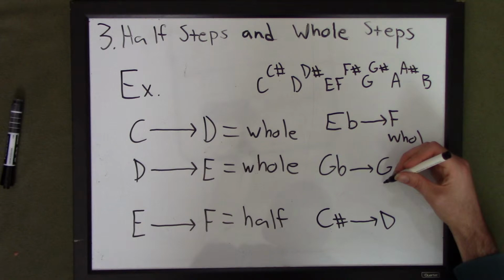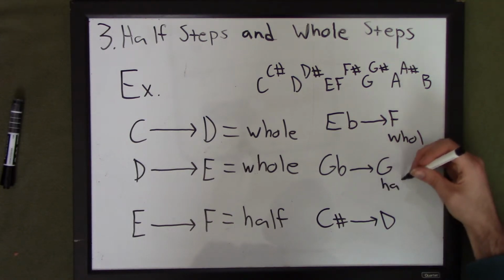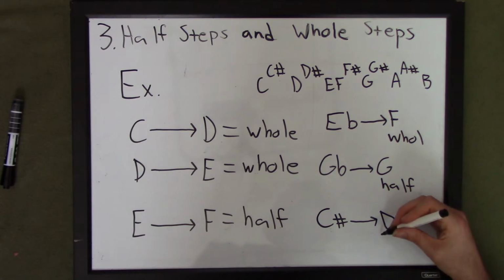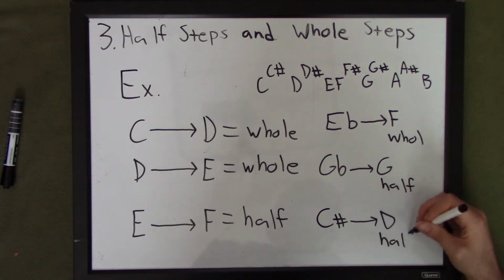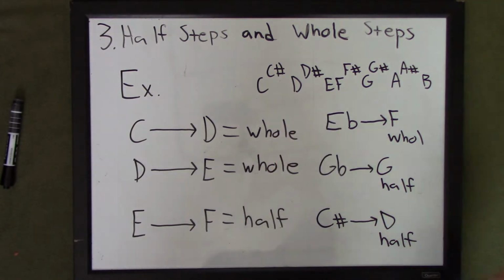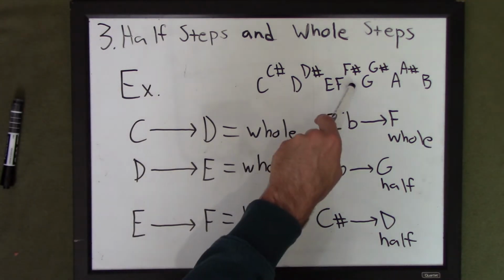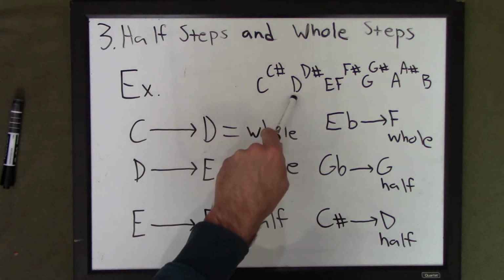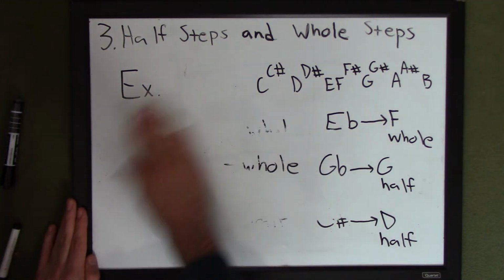From G flat to G, that is a half step because G flat is the note right next to G. From C sharp to D, that is another half step because C sharp is the note right next to D. So I hope that we have understood half steps, whole steps. This whole step business is pretty simple. It's just a distance. A half step is 1. A whole step is 2.